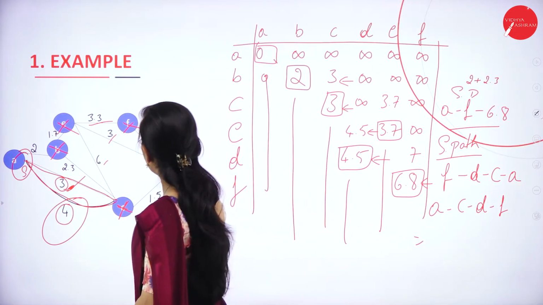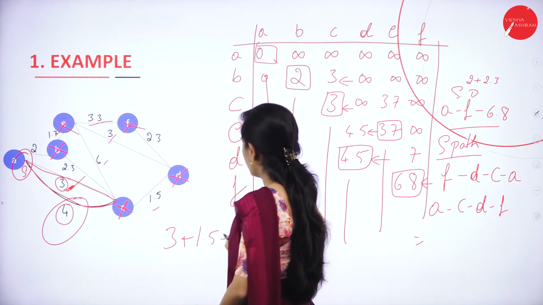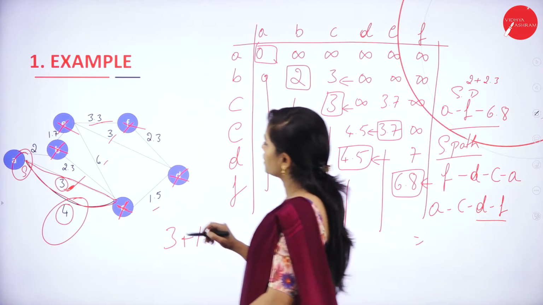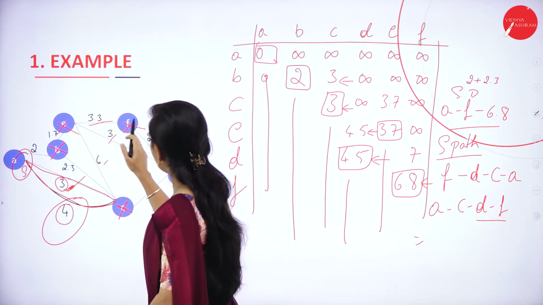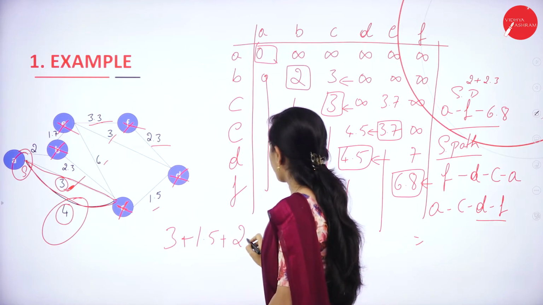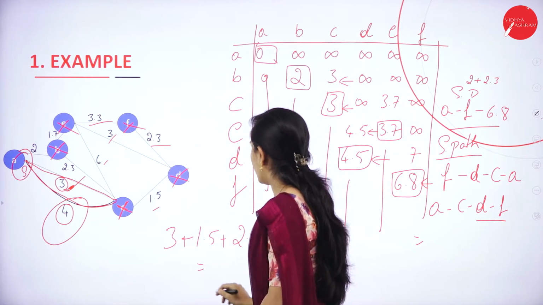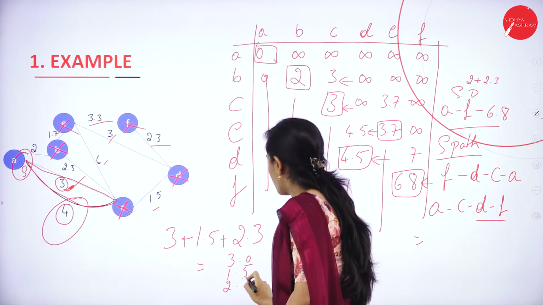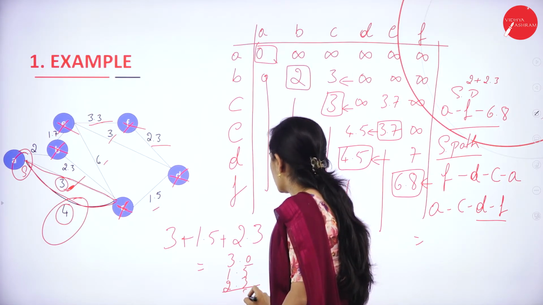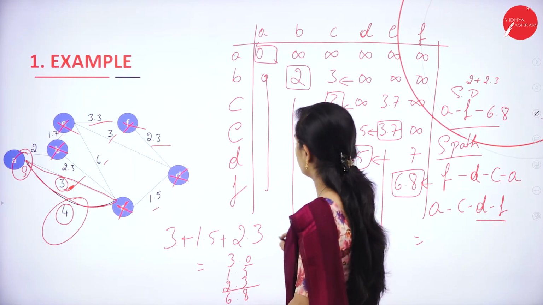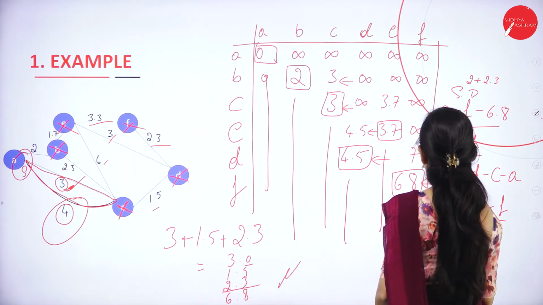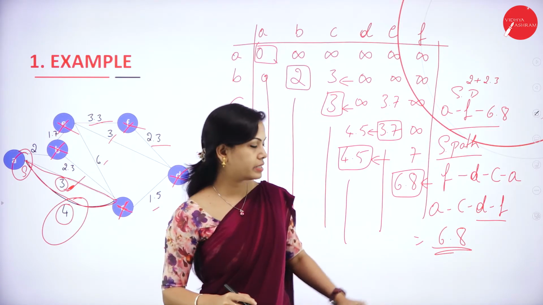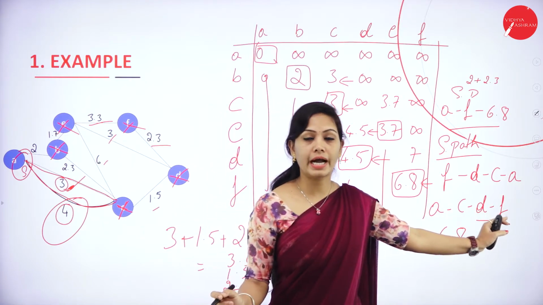C to D is 1.5, so C to D is finished. D to F. D to F is 2.3. So now add all the values: 3 plus 1.5 plus 2.3, it is 6.8. So it is verified. Shortest distance is 6.8 and shortest path is A to C, C to D and D to F.